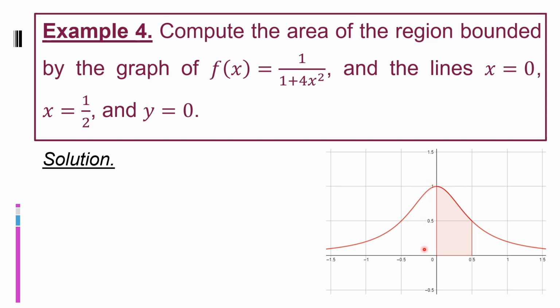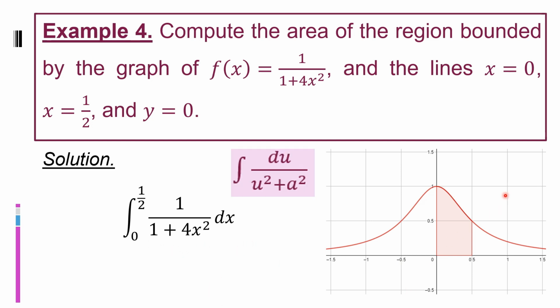Diba napag-aralan natin in our previous lesson that this area here is just equal to the integral from 0 to 1/2 of 1 over 1 plus 4x squared dx. Observe that pwede siyang maging ganitong form para magamit natin yung theorem 1.b natin. So we will transform this into this form. Thus, we let a be equal to 1 and u be equal to 2x. So our du here is equal to 2 dx.